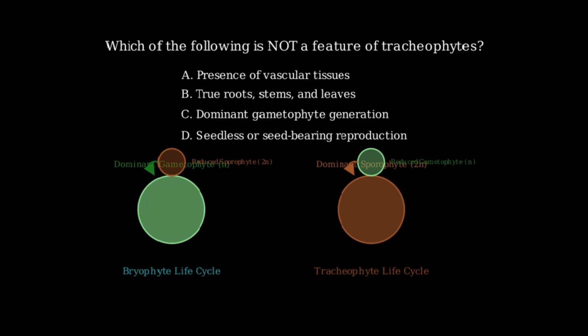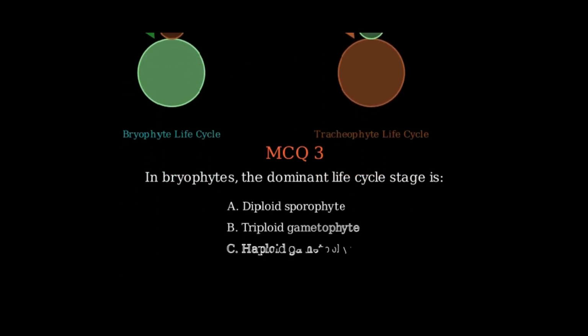So the correct answer is C, dominant Gametophyte generation. This is a key difference between Bryophytes and Tracheophytes. In Bryophytes, the green, photosynthetic plant we typically see is the Gametophyte haploid generation. In Tracheophytes, what we typically see is the Sporophyte diploid generation. Moving on to our third MCQ.